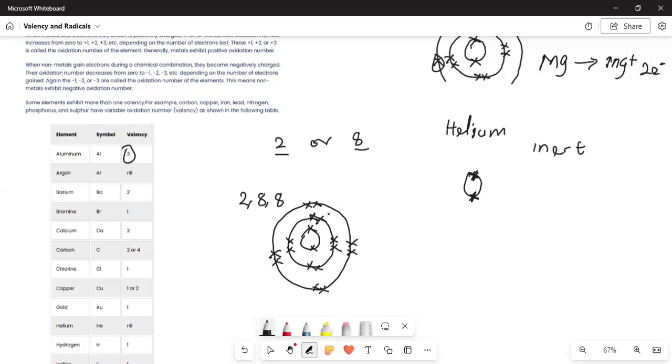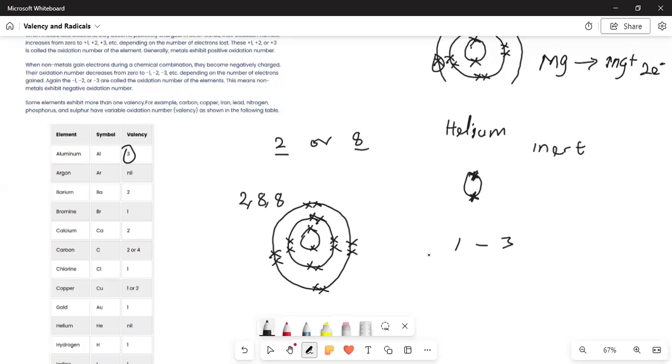Atoms react because they are unstable. What makes them unstable is either they need more electrons in the outer shell or they have less than the required number of electrons in the outer shell. So for example, metals that have between 1 and 3 electrons in their outer shell, these 1, 2 or 3 electrons make them unstable. So they prefer to give out those electrons in the outer shell to achieve stability, and they do that by reacting with other atoms. That is what brings about chemical reaction.